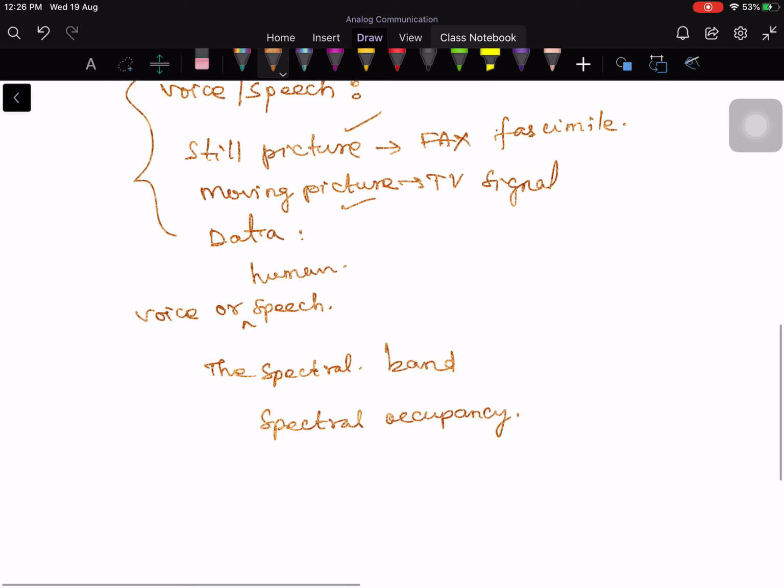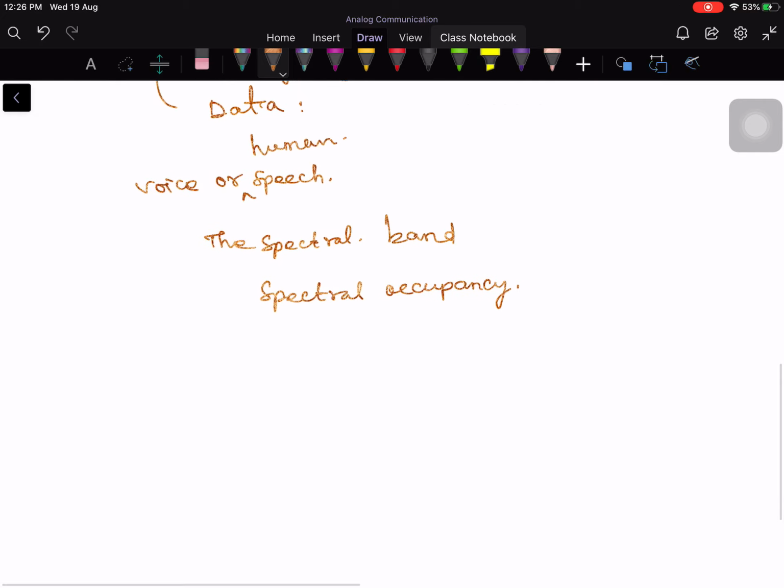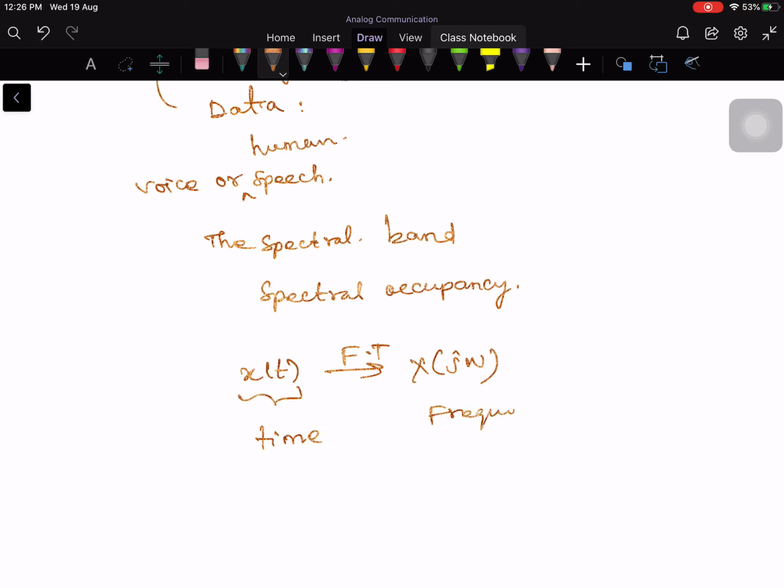How much bandwidth it occupies. Okay, I believe you all are familiar with the concept of spectrum of a signal. Spectrum of a signal is nothing but, in a rudimentary sense, the Fourier transform of a signal. You take a signal x of t and take the Fourier transform, you will get x of j omega. So this is time domain and this is frequency domain. So the frequency domain we call spectrum.